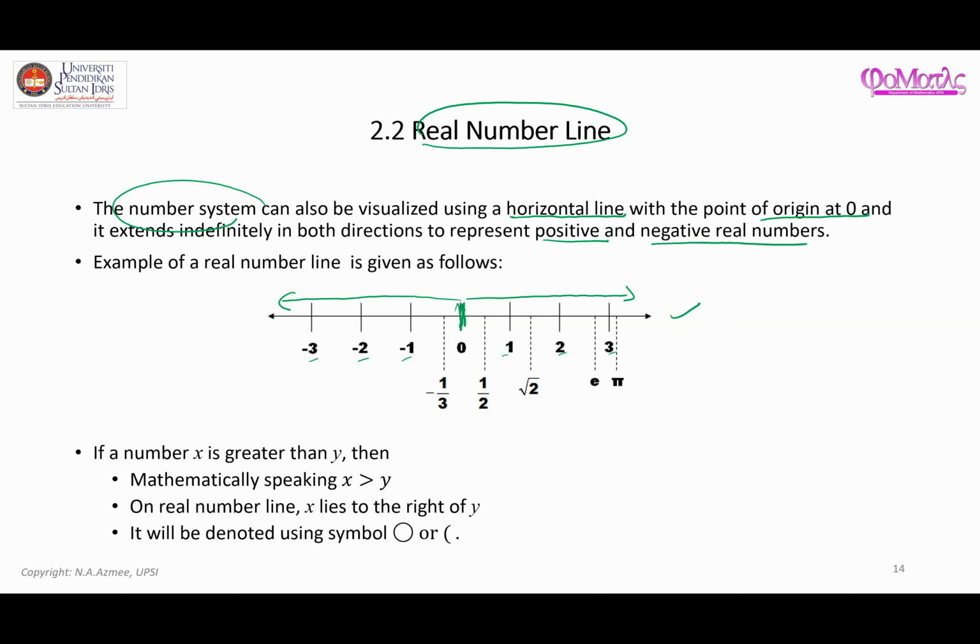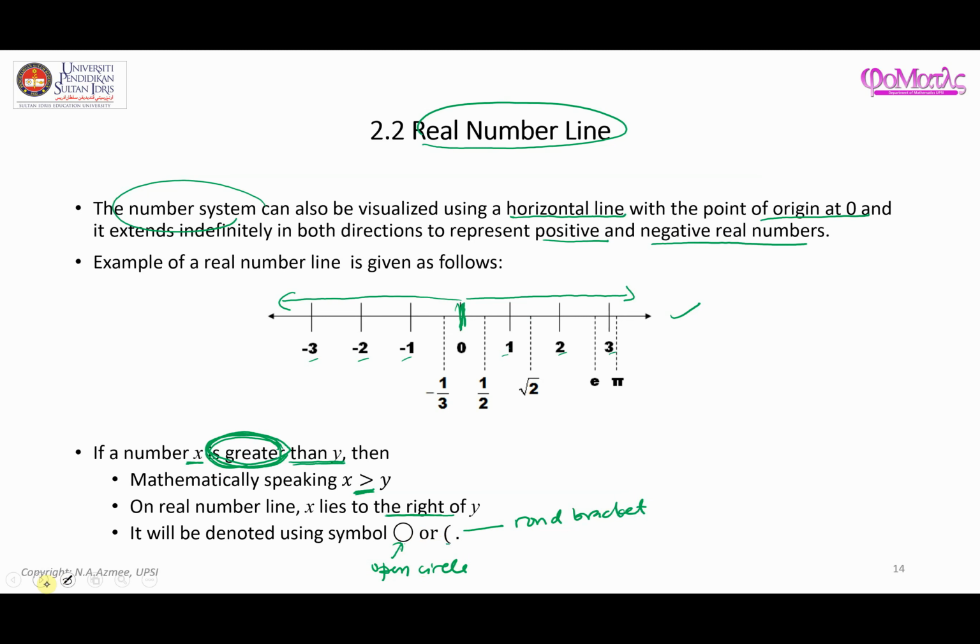For example, let's say you have a number x that is greater than y. When you see the word greater in mathematical notation, you use this symbol to denote it, and on the real number line it refers to the right of y. So you're going in the right direction, and because the word is greater, you denote it on the real number line as an open circle, or you can use this round bracket to denote that the number is greater than something else. These are the symbols that we shall use on the real number line.